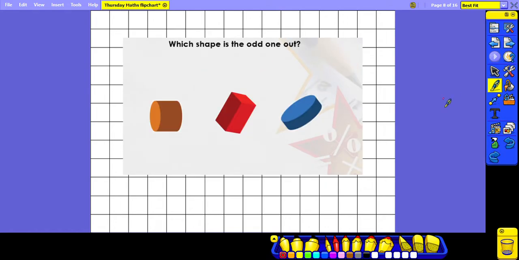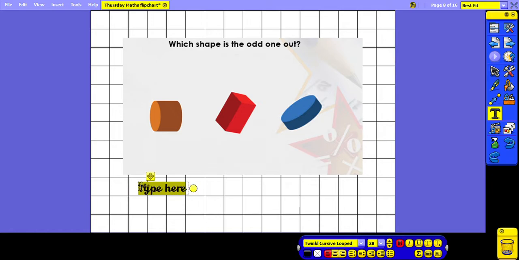And this time we have got to find which shape is the odd one out. Okay, so the first shape here has got a curved face and it has got two flat faces. This is a cylinder. The second shape is a cuboid and this shape is also a cylinder. So the odd one out, the shape that is different from the others, is the cuboid.